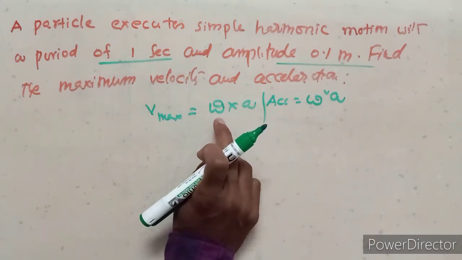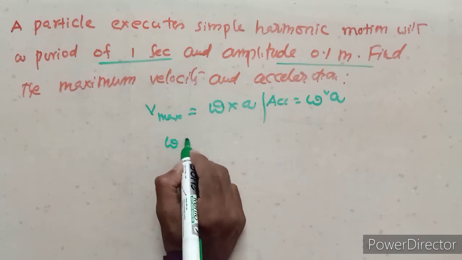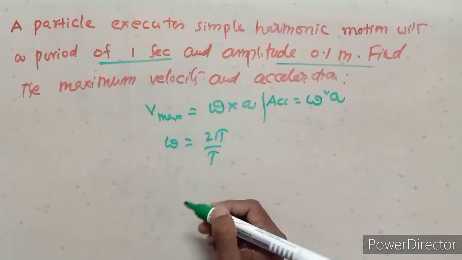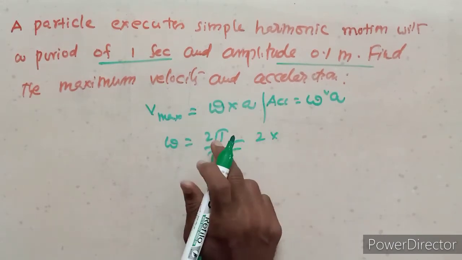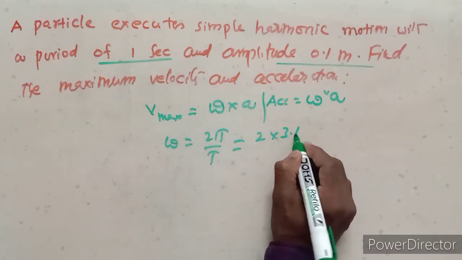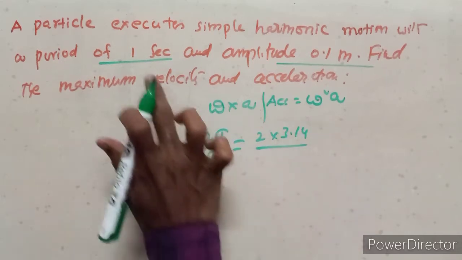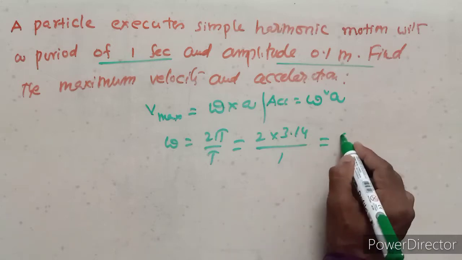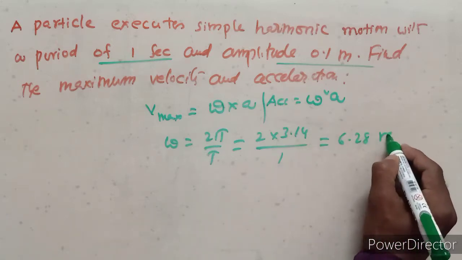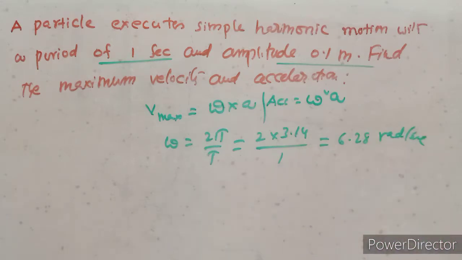First of all, what is omega? Omega is 2 pi upon T. 2 into pi is 3.14. What is the time period? 1 second. So this equals 6.28 radian per second. Here omega is 6.28.